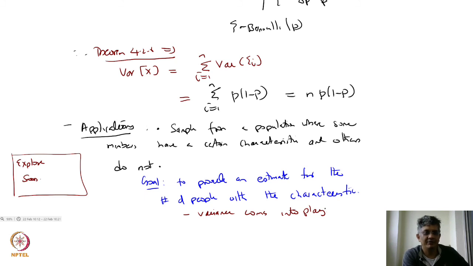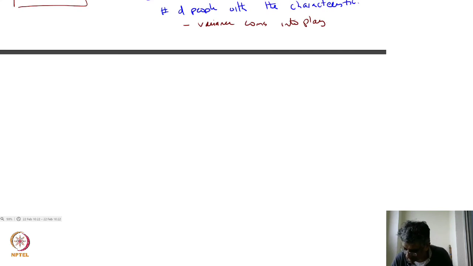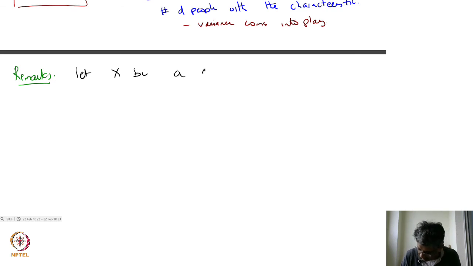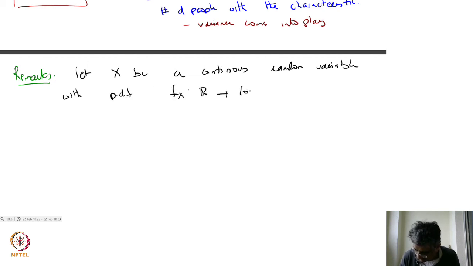Broadly, the above concepts are not restricted to just discrete random variables. You can do the same thing for continuous random variables. There's really no difference. So let me just make a remark and I will stop. So here are some remarks. Let X be a continuous random variable with PDF f sub X from R to infinity.